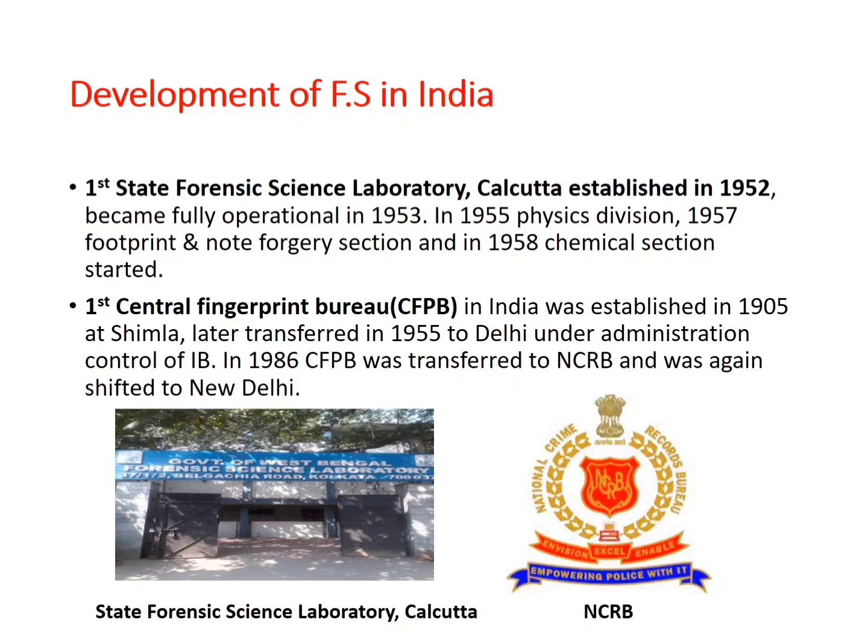Another remarkable development in the field of forensic science in India was the establishment of the first state forensic science laboratory in the year 1952, which became fully operational in the year 1953, and a small medical legal section of the chemical examiner laboratory was also transferred to this laboratory. Later on, in the year 1955, a small unit of physics was also established in the same laboratory, which became operational in the year 1957.